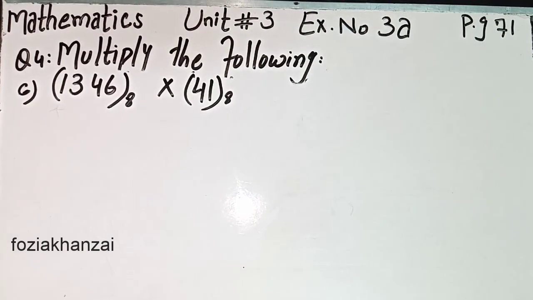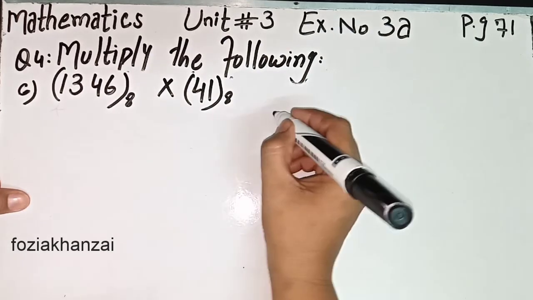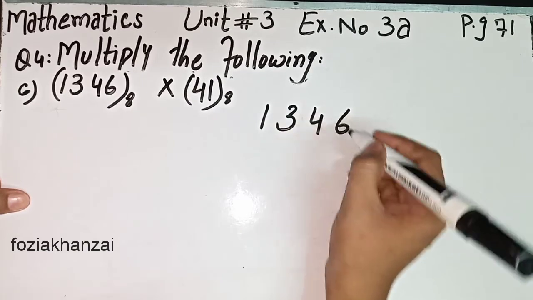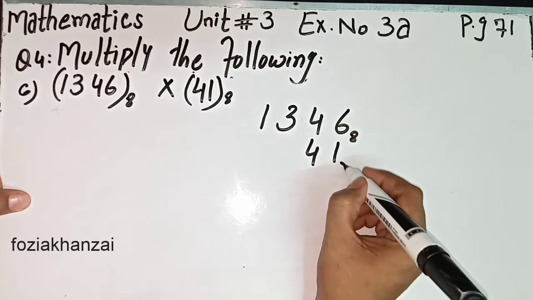Third part C, base 8 system, 1346 base 8 multiply by 41 in base 8 system. Okay, we apply same method. In base 8 system, 1346 base 8 multiply by 41 base 8.